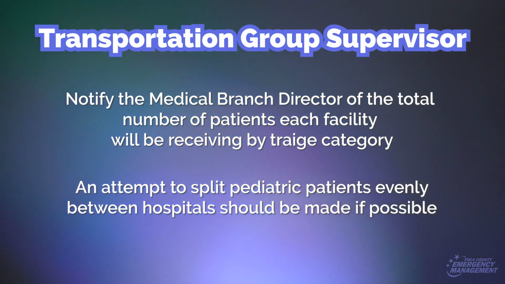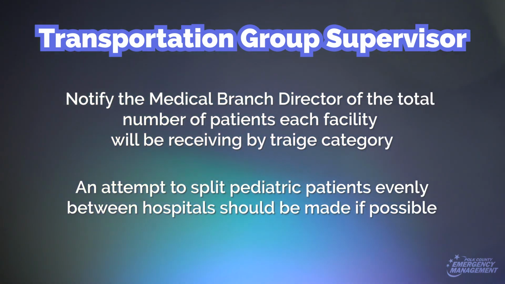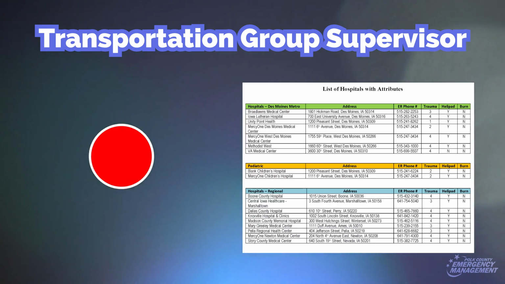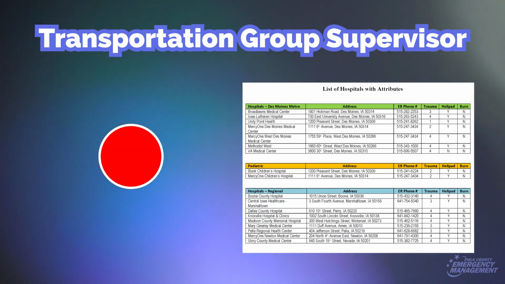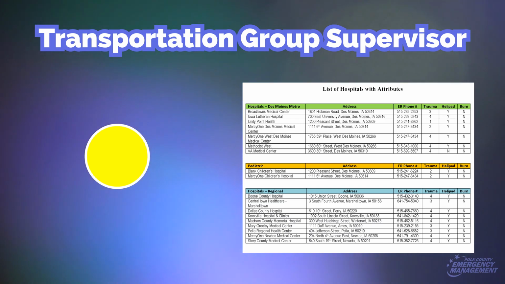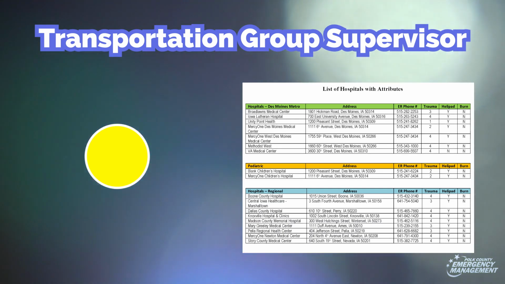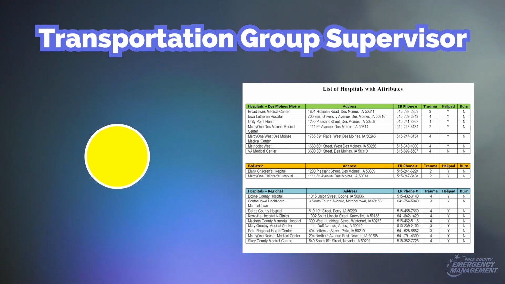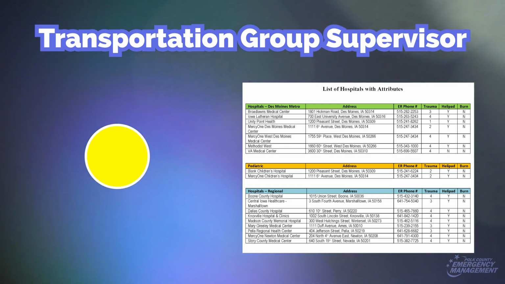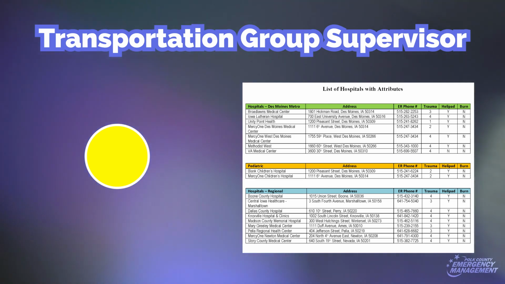An attempt to split pediatric patients evenly between the hospitals should be made if possible. Red patients will be divided equally between the two trauma centers. Yellow patients will be divided equally among the metro hospitals, with the most severe or potentially unstable being transported to the closest facilities first. The least severe, or more stable, should be transported to facilities farther away.